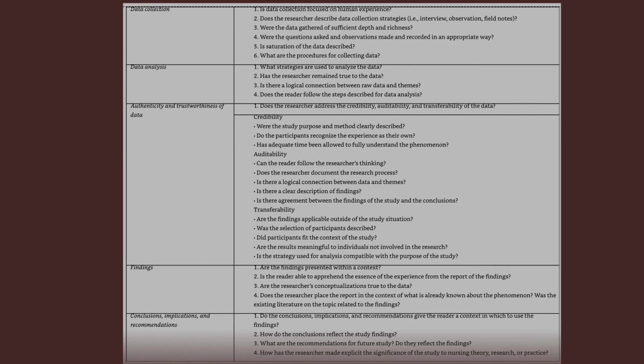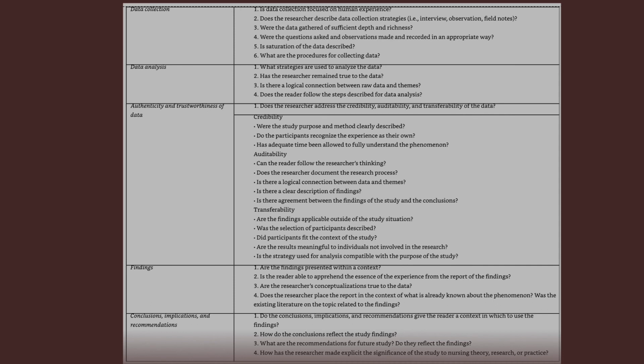And then finally, the authenticity and the trustworthiness of the data. So does the researcher address this? And you want to make sure that they are credible. And you can walk through all of these steps to make sure it was credible. But one of the important things is that there needs to be credibility, there needs to be an ability to audit what they did, and it needs to be transferable.